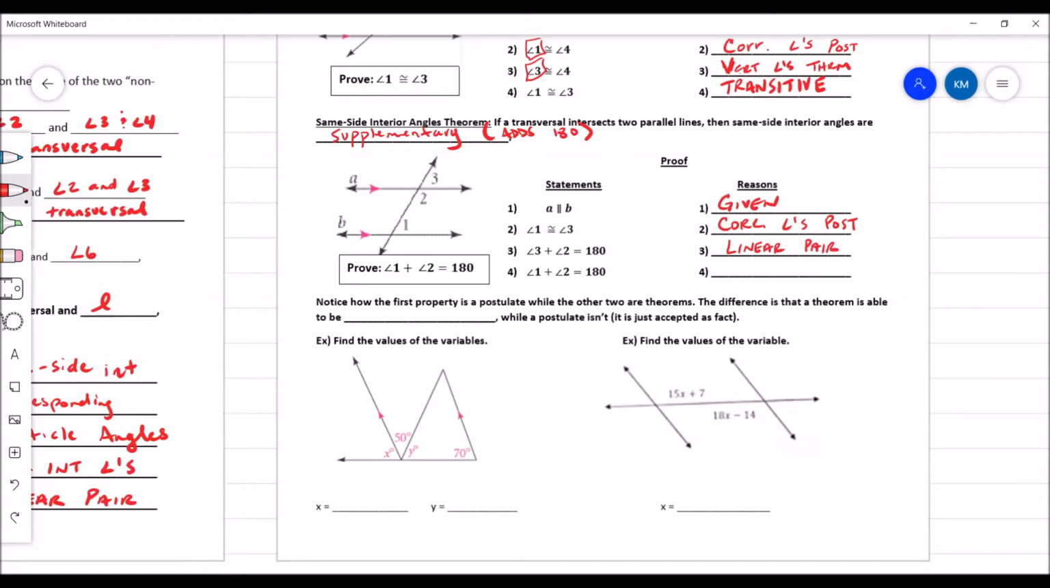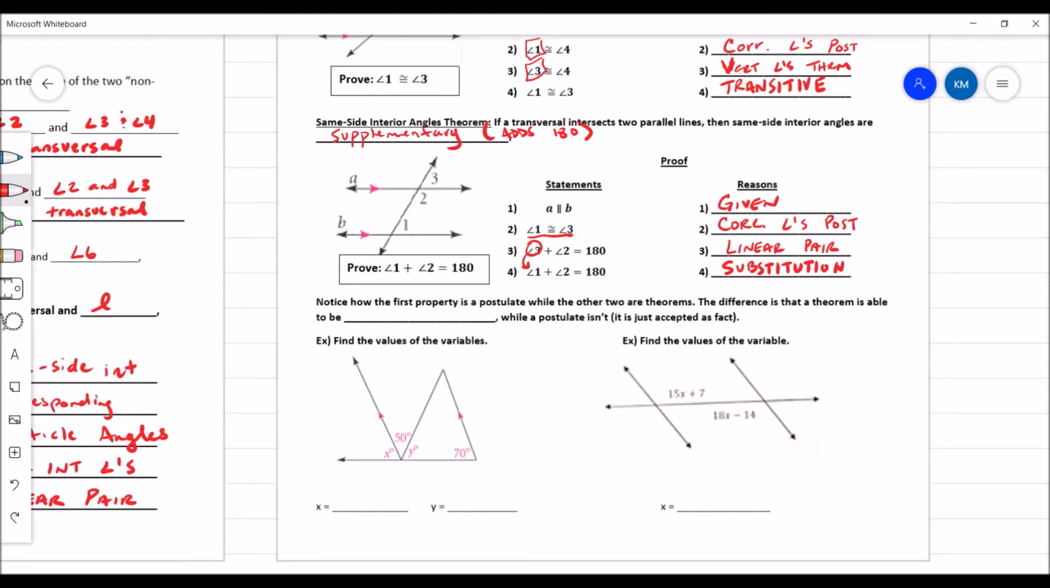Okay. And angle 1 plus angle 2 equals 180. And this is substitution. Substitution, because we're just substituting something that we said was equal to each other already, right? We said 1 is equal to 3. Here we used 3. Here we said, hey, let's substitute 1 in for 3.